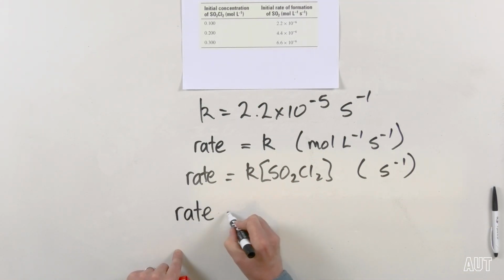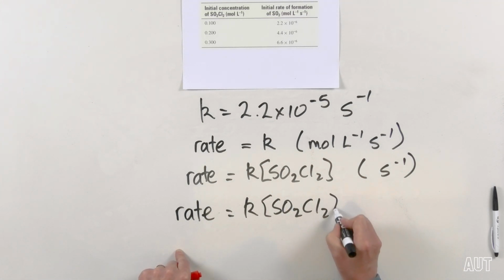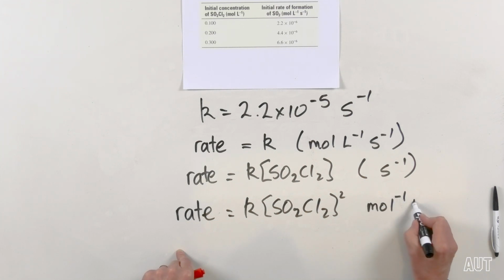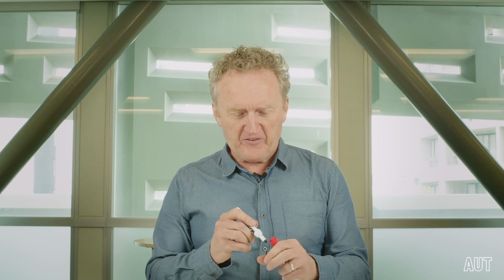and if it was a second order reaction where we had SO2Cl2 squared, the units look very unusual, mole to the minus 1 litre seconds to the minus 1. Probably something you haven't seen before there. Okay, so that's how to do those types of problems. You're just looking at the data, looking to see how the rates of reaction depend on those initial concentrations.